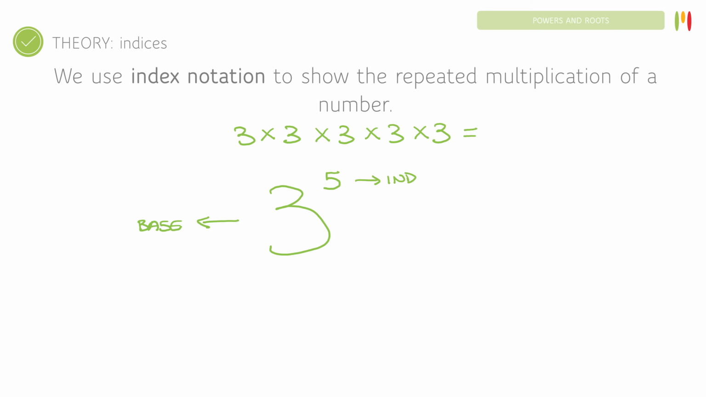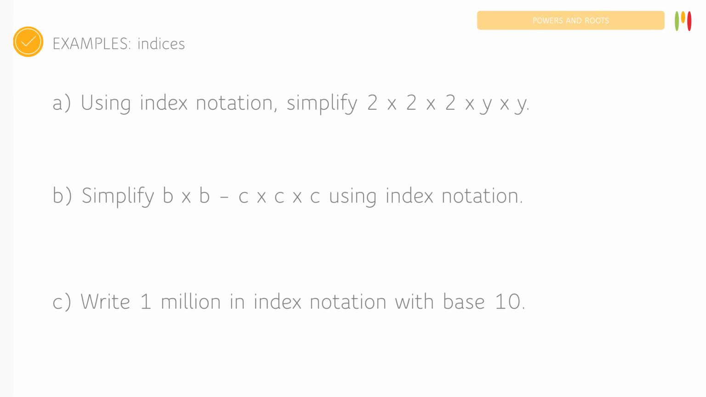Let's have a go at some example questions. Question A. Here we have both numbers and letters multiplied together, so we can simplify them separately. Therefore, we would have 2 to the power of 3 times y to the power of 2. This can also be written as 2 to the power of 3 y to the power of 2 without the multiplication sign between them.